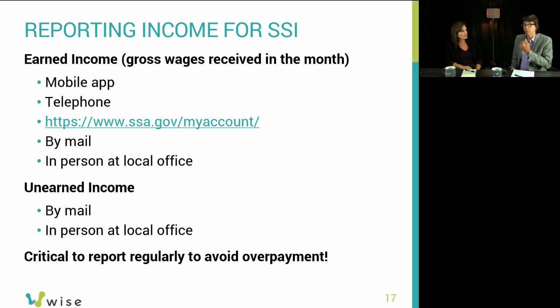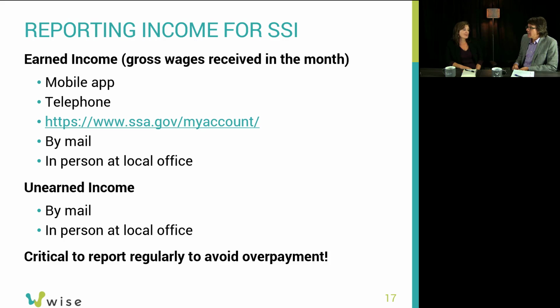My understanding is when people report through the mobile app or by telephone, they get, at least with the mobile app, a confirmation. They get a confirmation email of what they've reported. If they were to go in person at the local office, I tell people that they should write down the date that they went in there, who it is that they talked to, and what it is that they talked about. If the Social Security rep gave them any advice, probably not a bad idea to write down that advice as well.